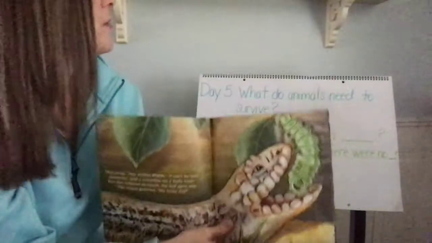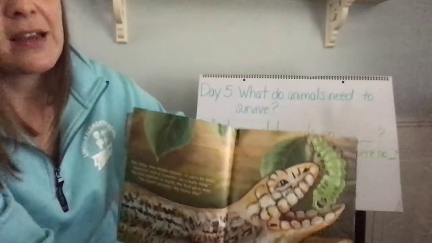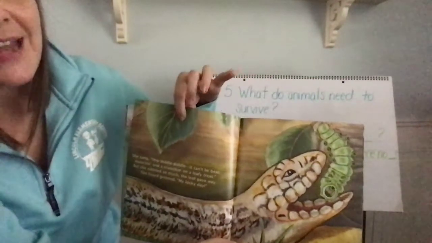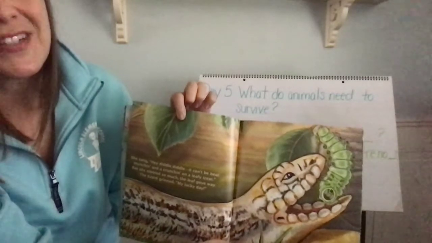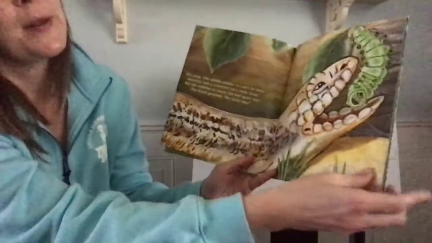I'm wondering, before we go to the next page, what animal was depending on the leaves right here? And how do these leaves grow? What do the leaves depend on? Because plants depend on things too, not just animals.